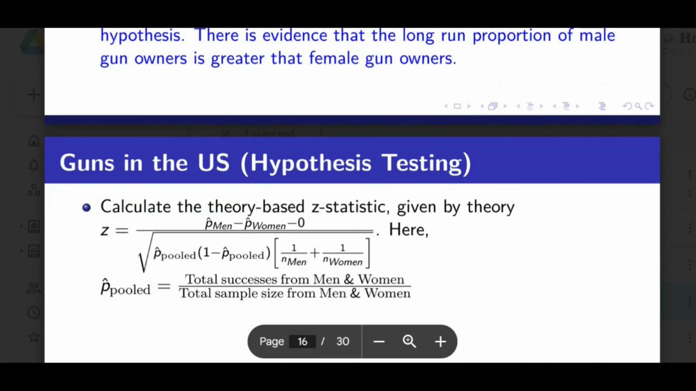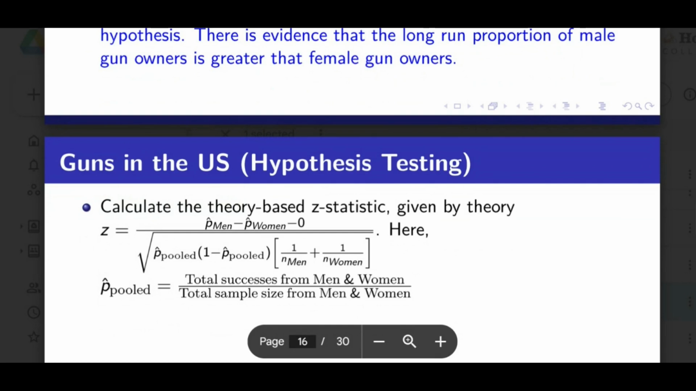Okay, so the only new symbol here that we don't know is p hat pool. We've not talked about this. I think everyone knows what n men is, right? How many men were there? How many women? N always means that. How many men? How many women? P hat men you already know. We've already done a worksheet.